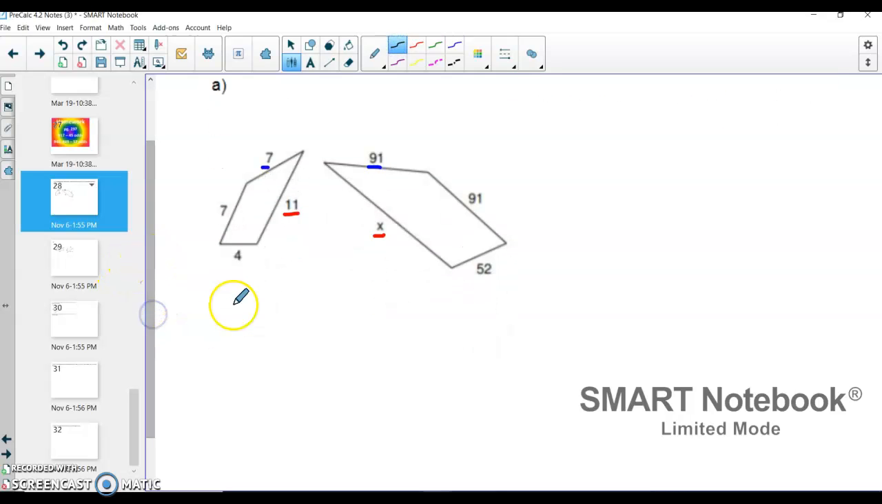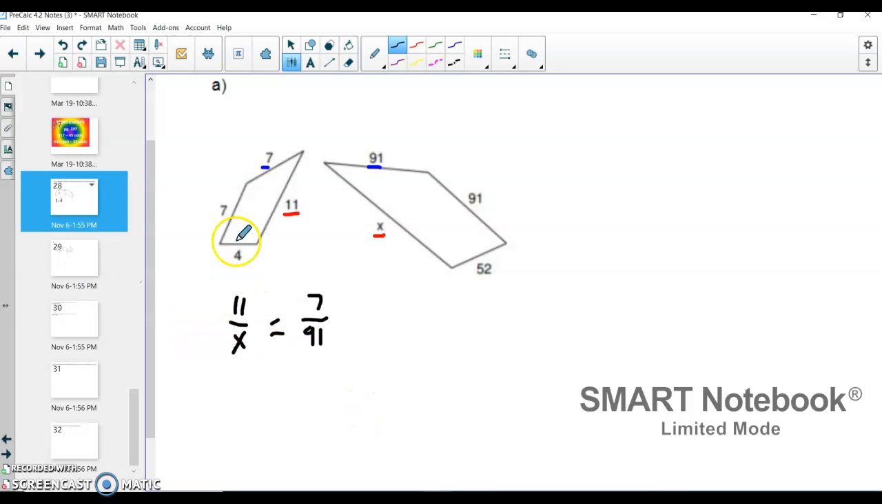And so what I have here is 11 over x. So what I'm doing is taking the small shape divided by the big shape, corresponding sides. I'm going to set it equal to the other one. So I'm going to again start on the small shape, divide by the big, which will be 7 over 91. And I have my equivalent ratio.